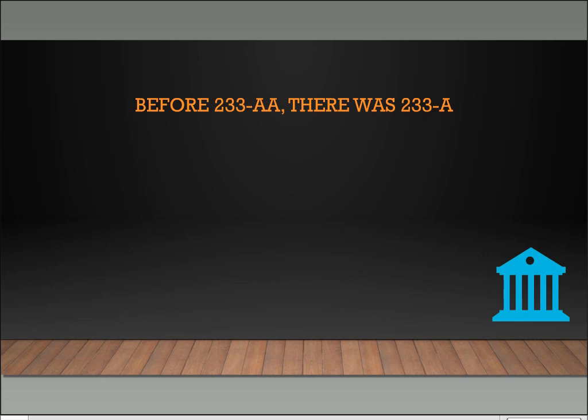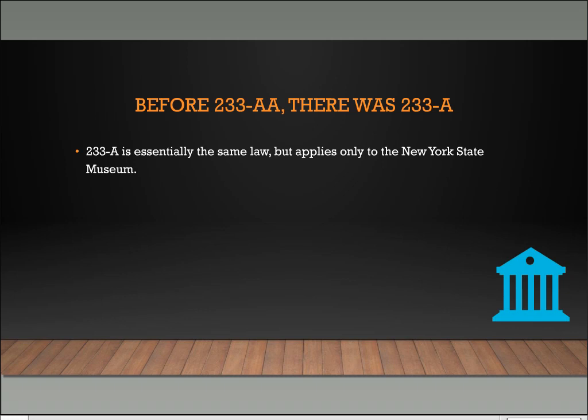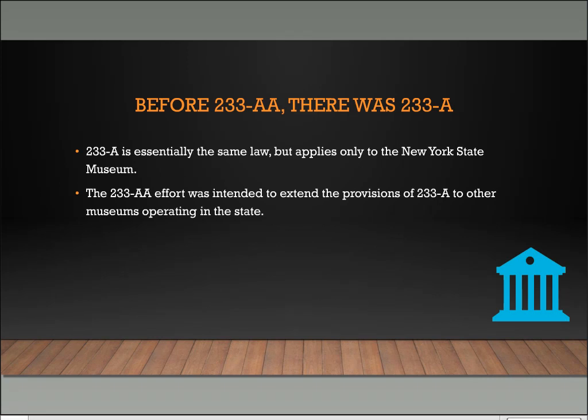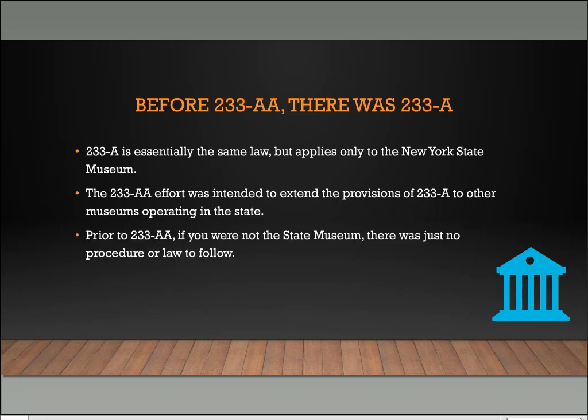So before 233 AA, there was 233A. 233A is essentially the same law, but it applies only to the New York State Museum. So before this law that we're discussing today, there really was no recourse for museums other than the New York State Museum to deal with property on their site for which there was no known claimant or no claimant that could be contacted. So really what it does is take 233A and apply it to other museums operating in the state.